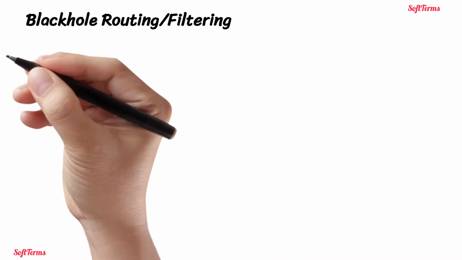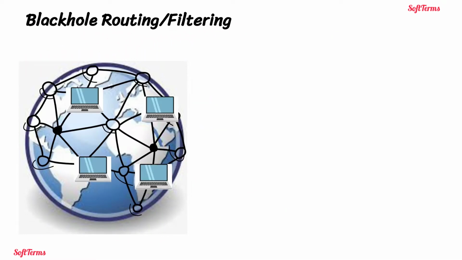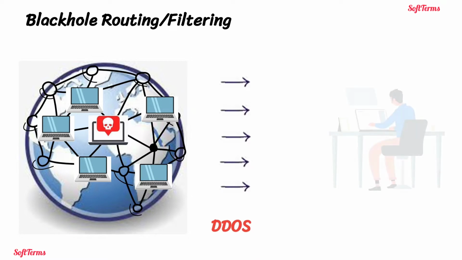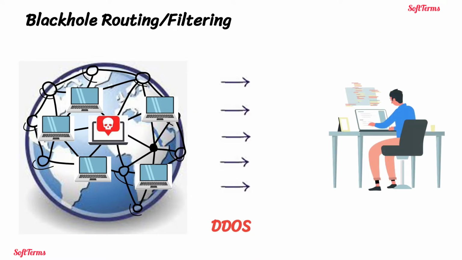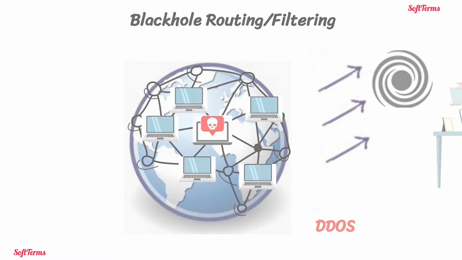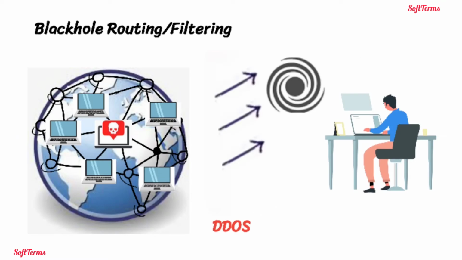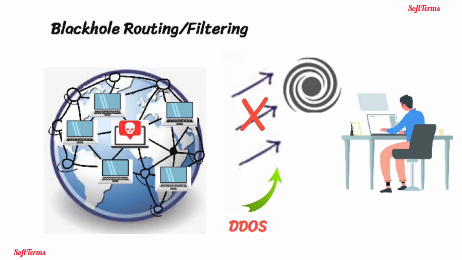A black hole routing or filtering, sometimes called black holing, is a countermeasure to mitigate a DDoS attack in which network traffic is routed into a black hole and is lost. When black hole filtering is implemented without specific restriction criteria, both legitimate and malicious network traffic is routed to a null route or black hole and dropped from the network.